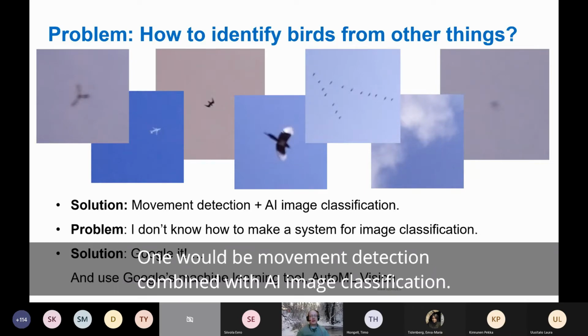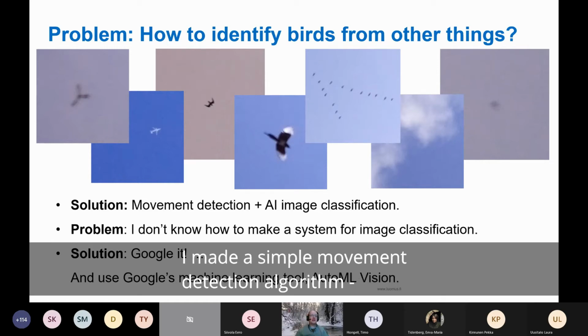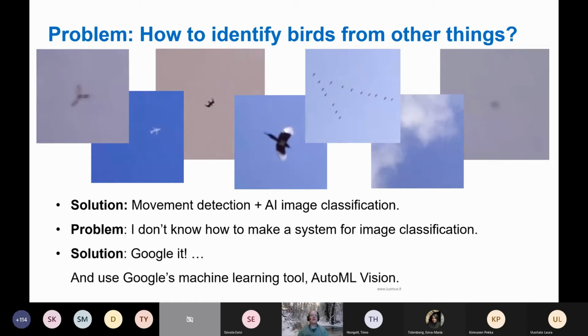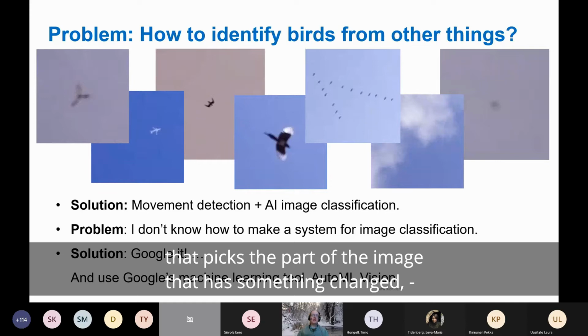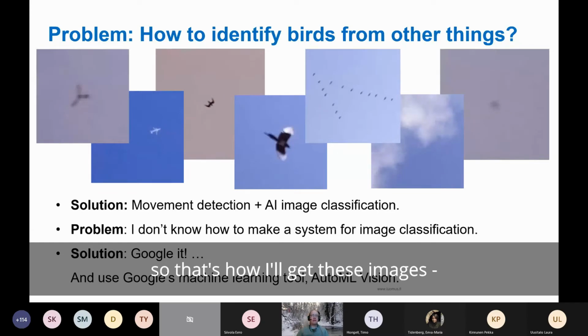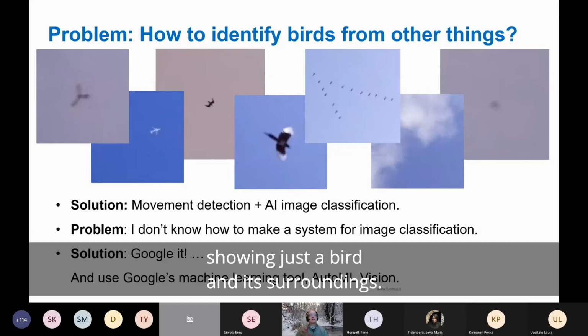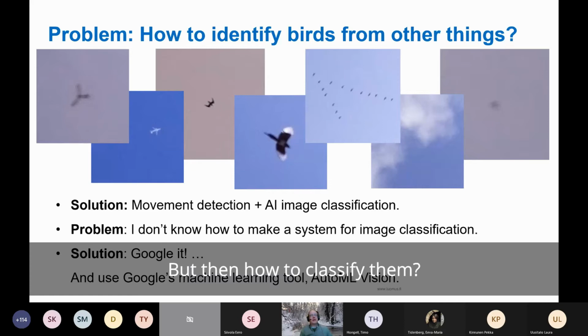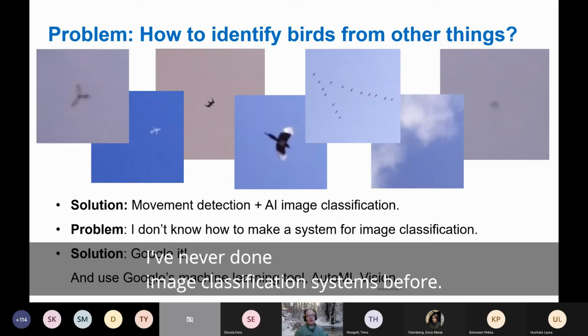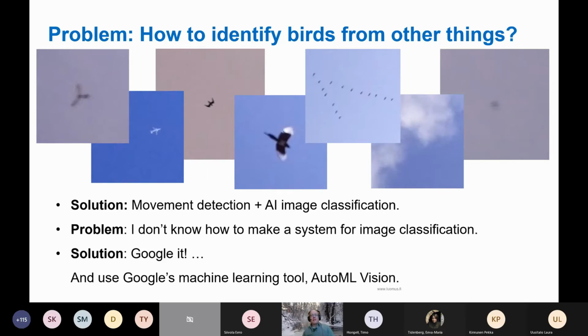Would be movement detection combined with AI image classification. So I made a simple movement detection algorithm that picks the part of the image that has something changed. That's how I'll get these images showing just a bird and its surroundings. But then how to classify them? I've never done image classification systems before.